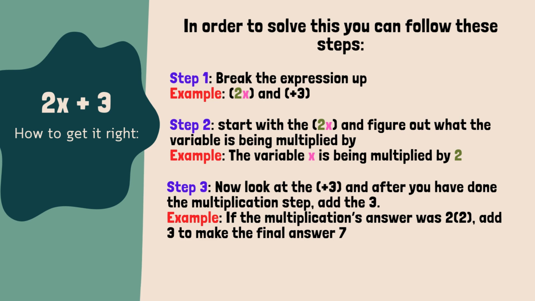In step 3, we now look at the plus 3. After you have done the multiplication step, you just add the 3 to the product of what your answer was to the 2x. For example, the 2 inside the bracket represents the x. If the multiplication's answer was 2 times 2, which is 4, then we just follow the sequence of the expression and we add 3 to make the final answer 7, because 2 times 2 is 4 and you add the 3 at the end of the expression, which makes the final answer 7.